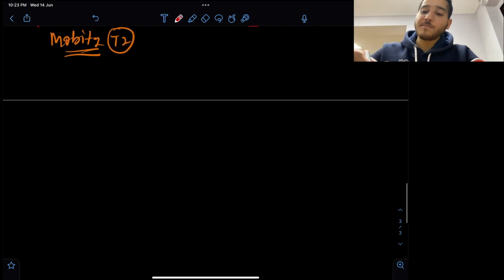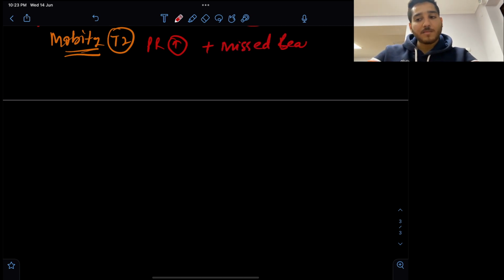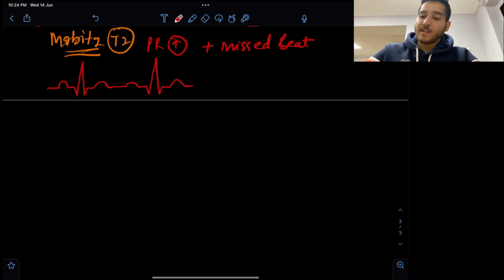In Mobitz type 2, the PR is prolonged, but this is not progressive. And there can be a missed beat anywhere. Okay. So there's PR, PQRST, PQRST, and now P and no beat.